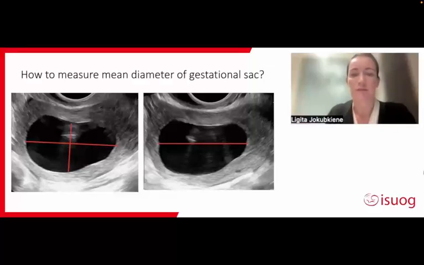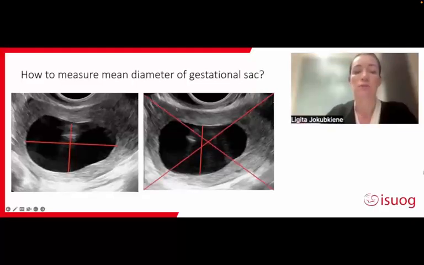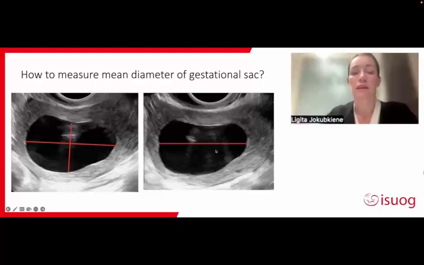Some people make these 3 measurements in different ways. So we take one horizontal view, and some doctors measure twice in the vertical. This is not correct. Why? Because this measurement is the same as this measurement. So don't measure in this way. Again, measure in this way for your 3 measurements in order to get a correct mean diameter of the gestational sac. It will be very important for your diagnosis of the non-viable intrauterine pregnancy.